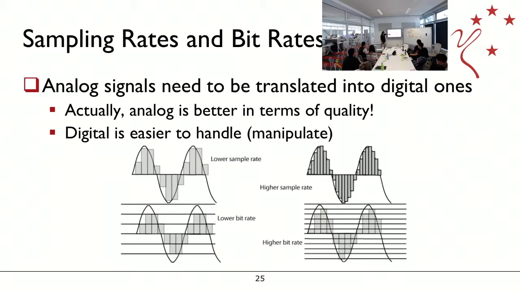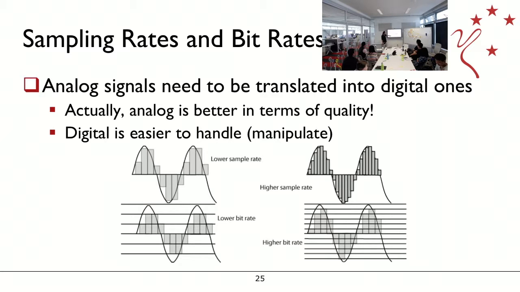So I have these two things. This is a lower sampling rate. This is a higher sampling rate. So there are more samples per unit here than there are here. So I have the same waveform, but I'm taking more samples per unit.